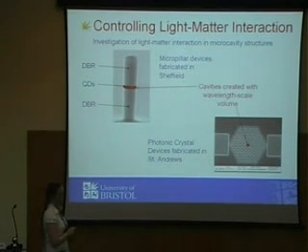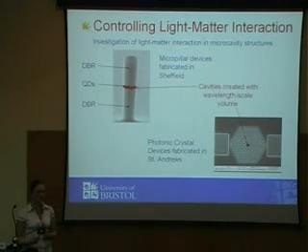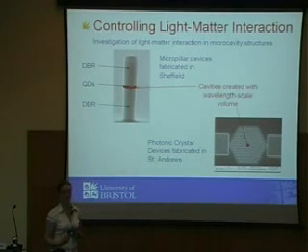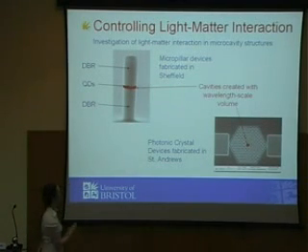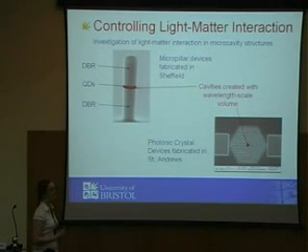So I want to talk about the second part of my talk, which is looking at controlling the interaction between light and the transition in the quantum dot. Now I'm going to talk about work that I did in Sheffield. We do that by incorporating quantum dots lithographically into microcavity structures.